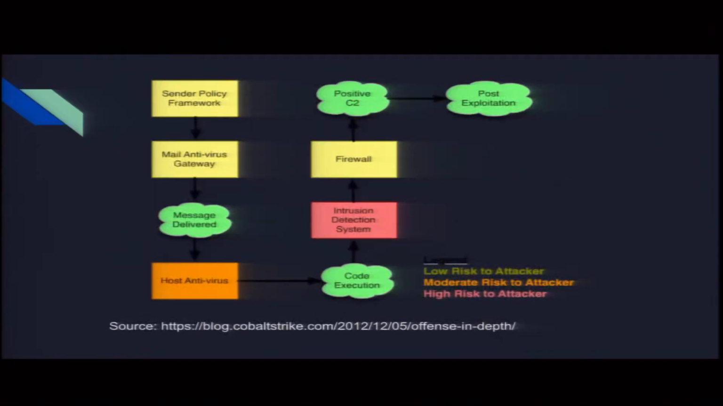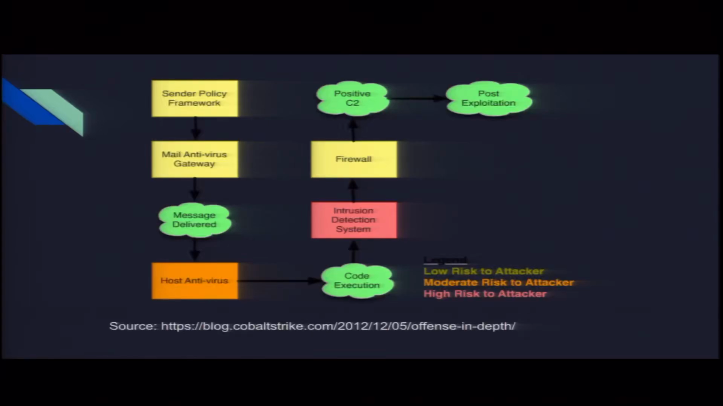So here's an overview of all the defenses that you're going to encounter. Basically, the mail is going to come in. It's going to get scanned by the gateway mail antivirus. It's going to be run in a sandbox to determine if it's acting maliciously. And then it's going to get through into the user's inbox. The user is going to download it. And then it's going to get scanned again by the user's antivirus on his or her computer.